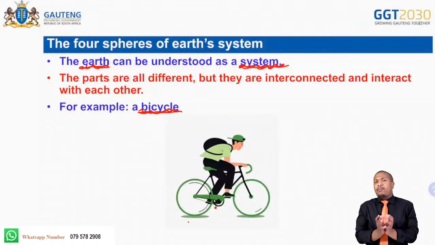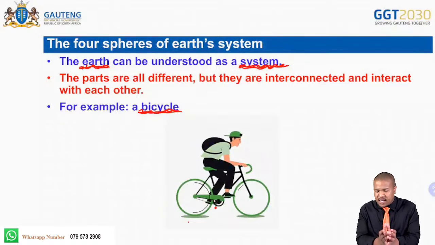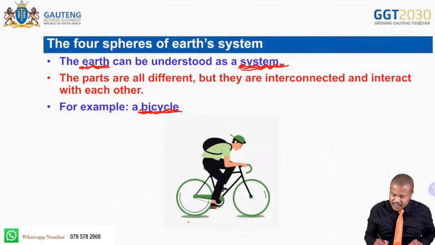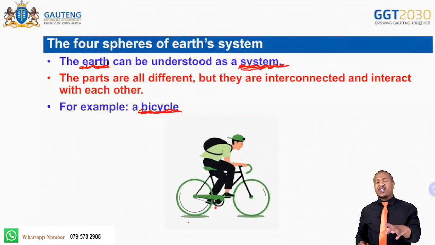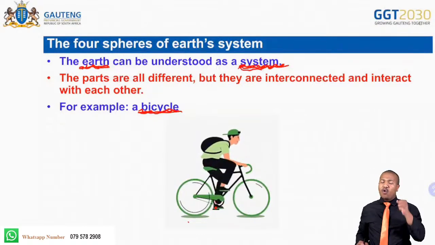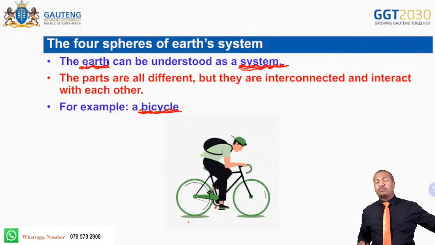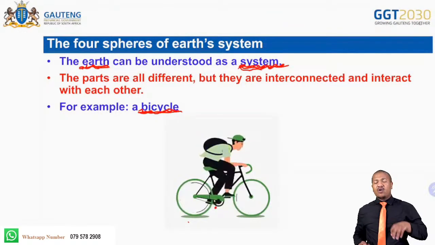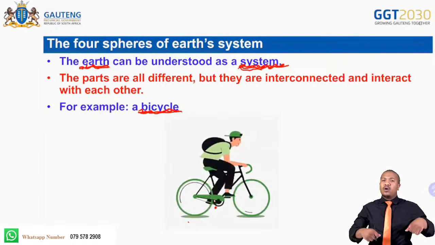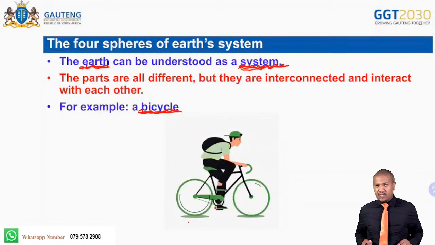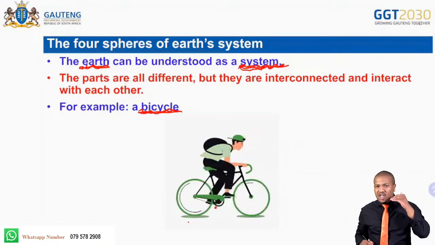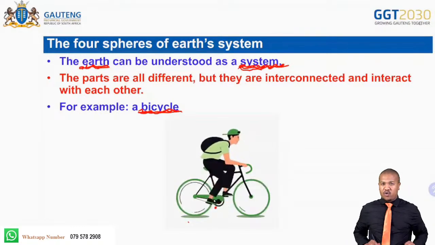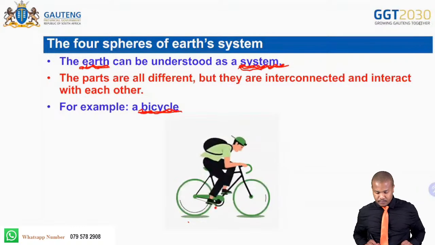So we say that this bicycle is a system. It is a system because it has different parts that are all working together for you to be able to move from point A to point B with your bicycle. Also in your movement, you're able to brake and stop. It is all because of these different parts that are working together to provide mobility for you with your bicycle.